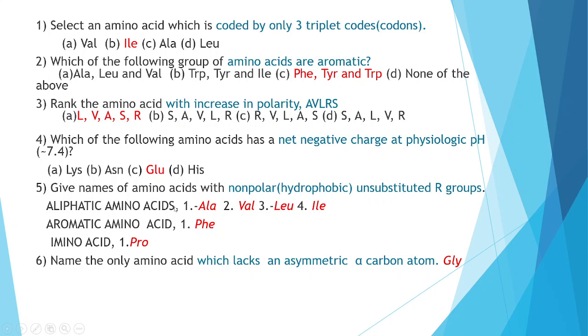The names of aliphatic amino acids having hydrophobic unsubstituted R groups are alanine, valine, leucine, and isoleucine. Aromatic amino acid of this group is phenylalanine, and amino acid proline, which is included in amino acids. Now, the name of the only amino acid which lacks asymmetric alpha carbon is glycine.